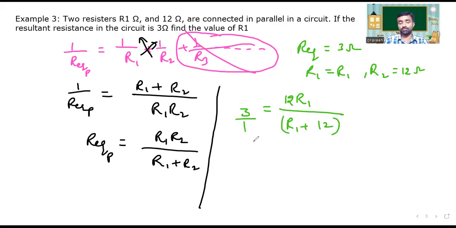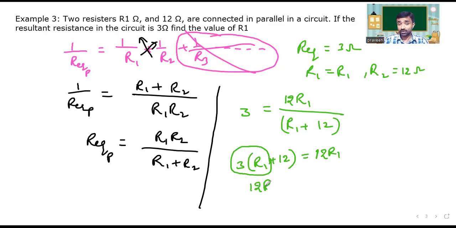If nothing is there, it means by 1, 3 by 1, right? So if you write it or not, no problem. Then 3 into R1 plus 12 is equal to 12 R1, right? Then multiplication, expand: 3 into R1 is 3 R1. On the right side, 12 R1 is there.